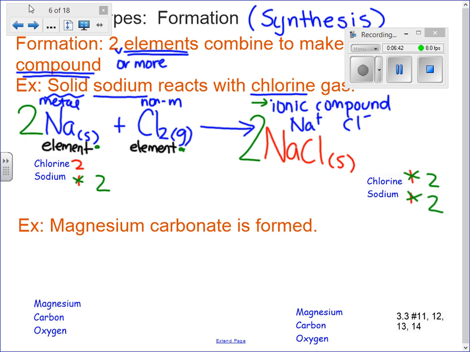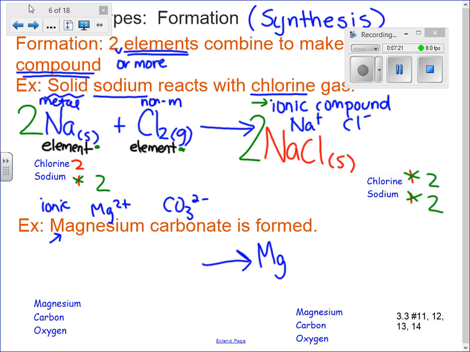Now in this example, magnesium carbonate is formed. I didn't tell you anything about what I started with. All I told you is what the product was. So in this case, magnesium carbonate is ionic. I know that because magnesium is a metal. So I would look up the charges. Magnesium is 2 positive, carbonate 2 negative. Now, seeing as how they have identical numbers but opposite signs, I know that those charges will cancel out. I don't even need to use swap and drop.